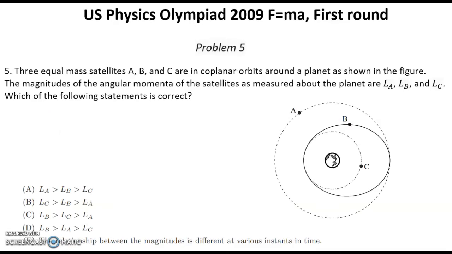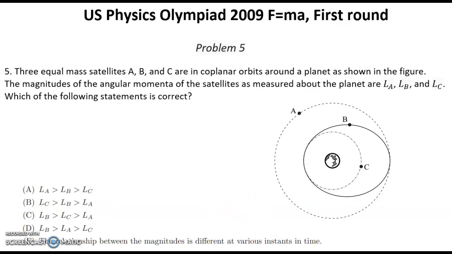Problem number 5. Three equal-mass satellites A, B and C are in coplanar orbits around the planet as shown in the figure. The magnitudes of the angular momenta of the satellites as measured about the planet are LA, LB and LC. Which of the following statements is correct? We have to choose one of these 5 statements. Solution. Let's check this picture.